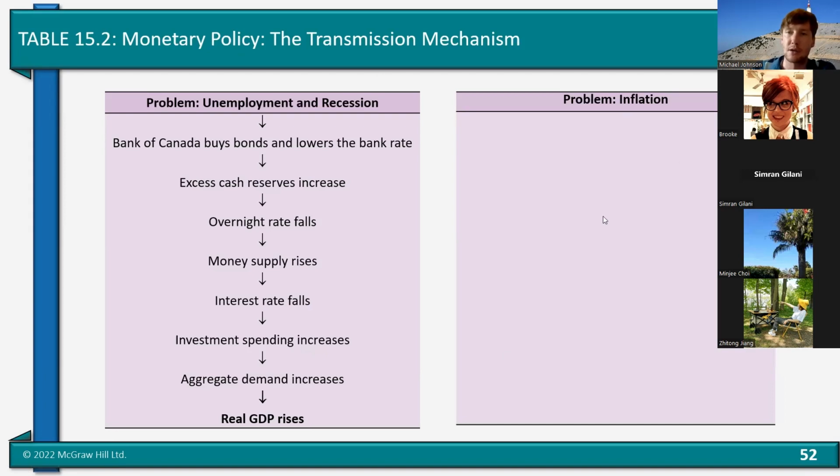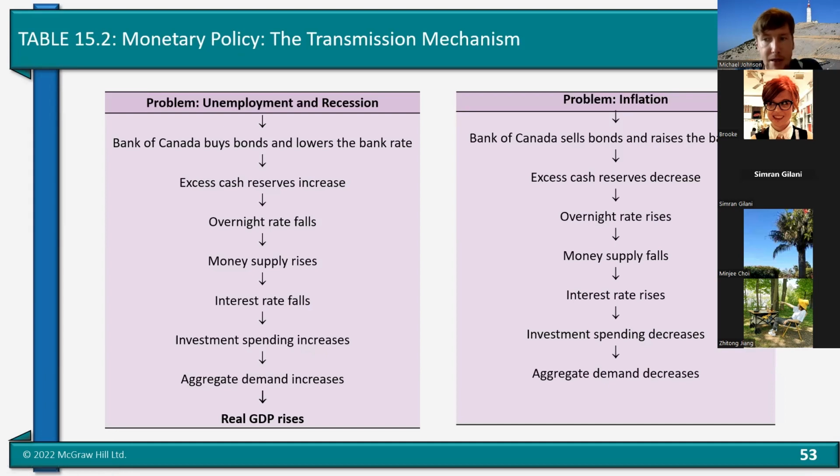And then inflation. So with inflation, Bank of Canada sells bonds and raises the bank rate. Excess cash reserves decrease. Overnight rate rises. Money supply falls. Interest rate rises. Investment spending decreases. Aggregate demand decreases. And inflation declines.